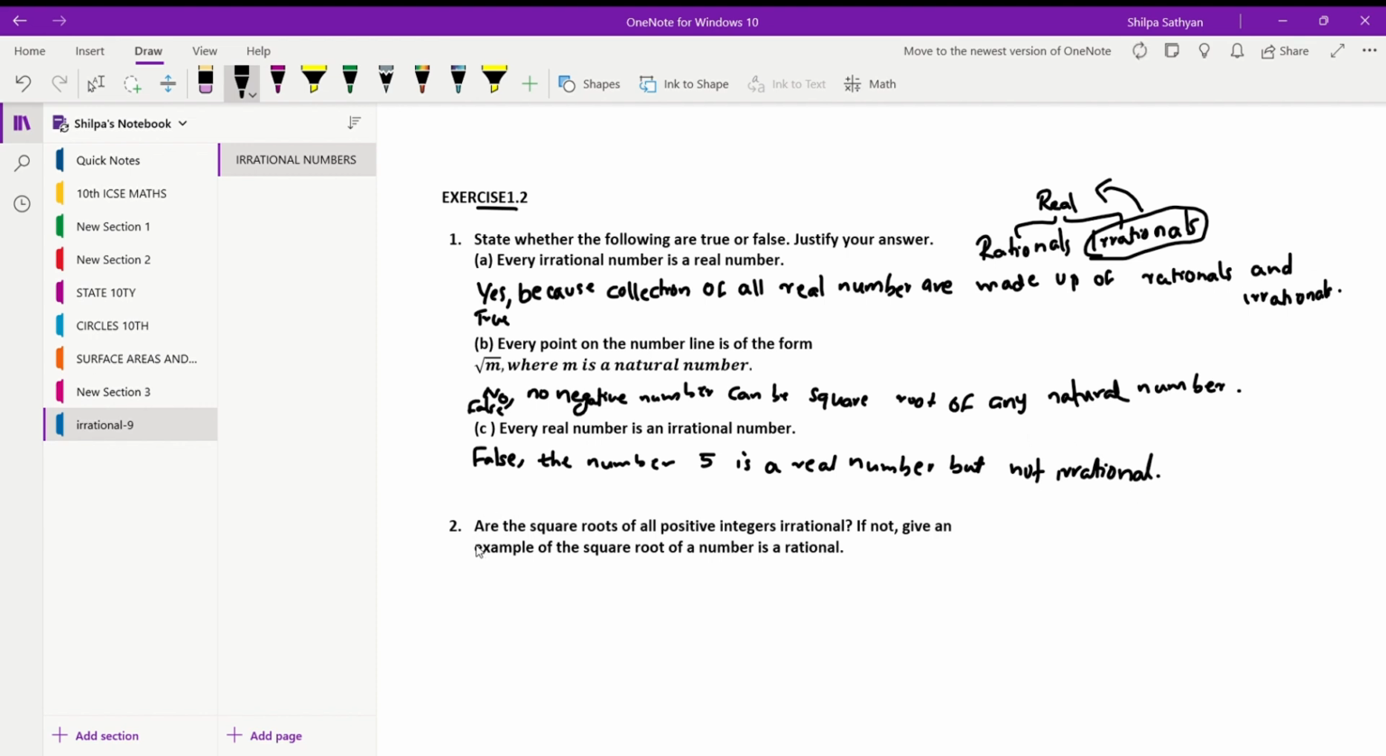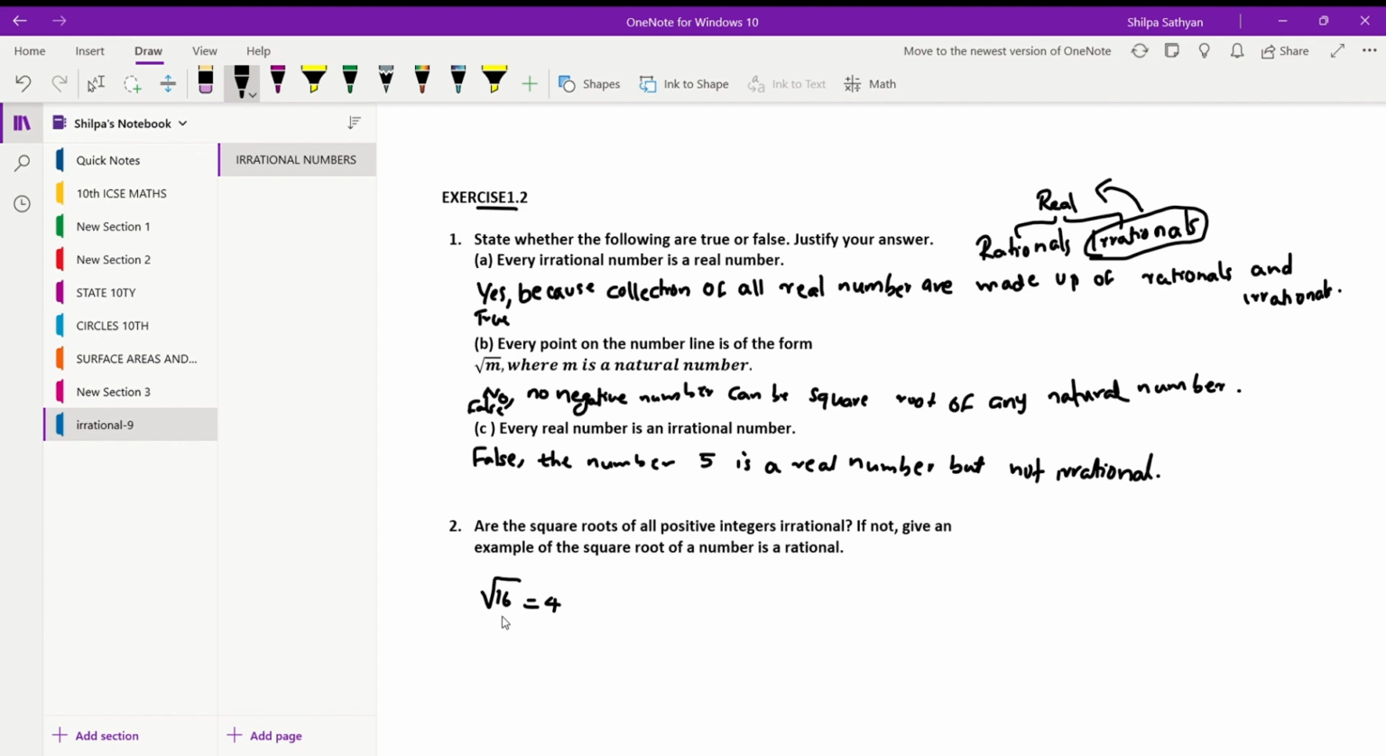Then question number 2. Are the square roots of all positive integers irrational? If not, give an example of the square root of a number that is rational. So what it is asking, are the square roots of all positive integers irrational? In the beginning I told you about the square root of 16. What is the square root of 16? It is 4.